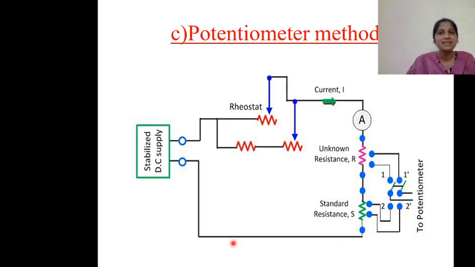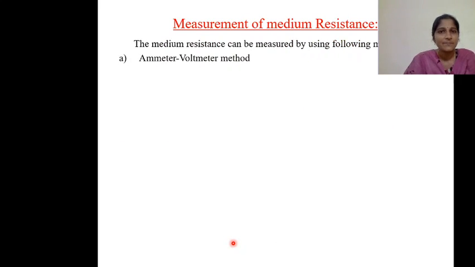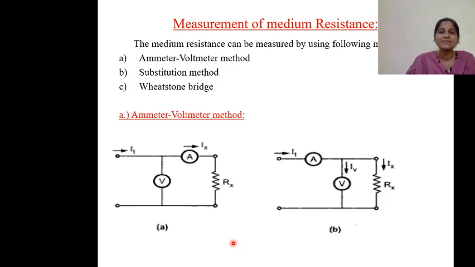The resistance which lies between 1 ohm and 100 kilo ohms is called medium resistance, and the resistance lying above 100 kilo ohms is called high resistance. For low resistance measurement, we have already seen the methods. Now let us see the different methods for the measurement of medium resistances. Those are the ammeter voltmeter method, the substitution method, and the Wheatstone bridge. These three methods are used for the measurement of medium resistances.